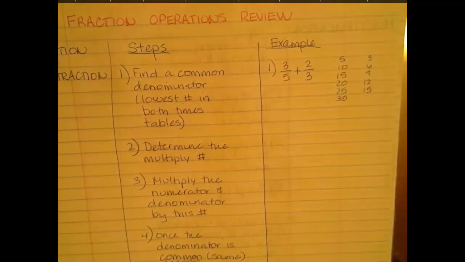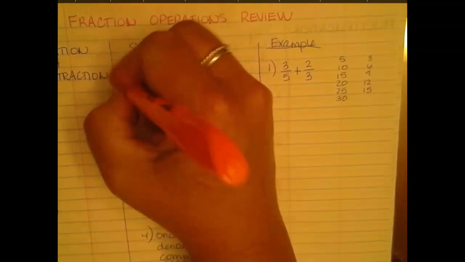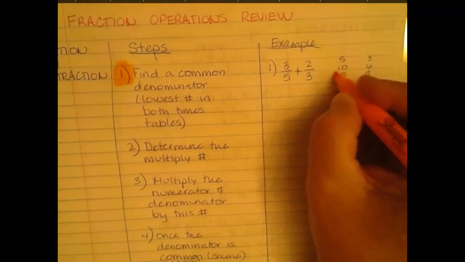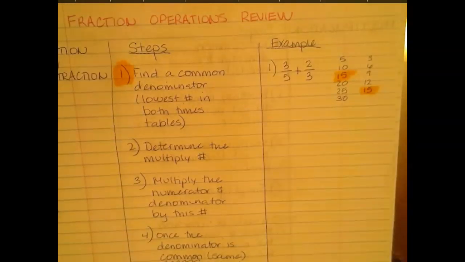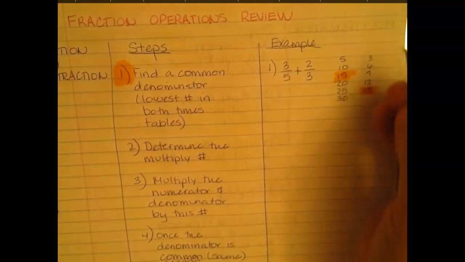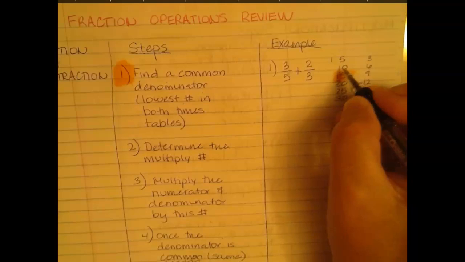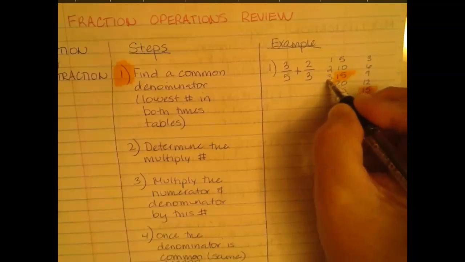So here's where we start highlighting, okay? Step 1, I'm going to highlight in orange, and over here where I did step 1 is where the 15s are, right? I wrote out the times tables and found the first number the same in both lists. So step 2 is to determine the multiply number. Some people have trouble with this, but all you have to do over here at your times tables is count which number in the list the 15 is, and I'm going to show you what I mean. 5 is the first number, 10 is the second number, 15 is the third number, right?